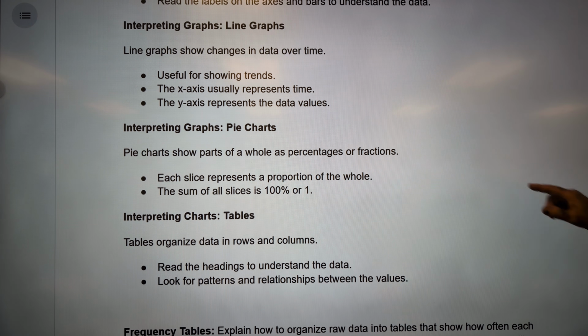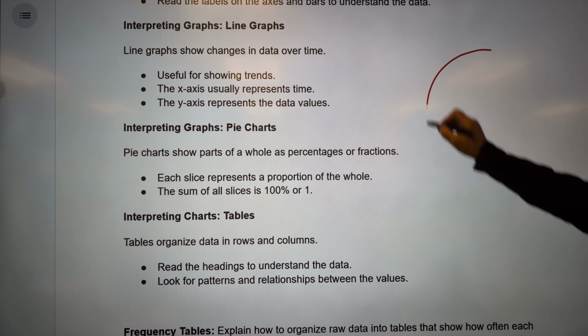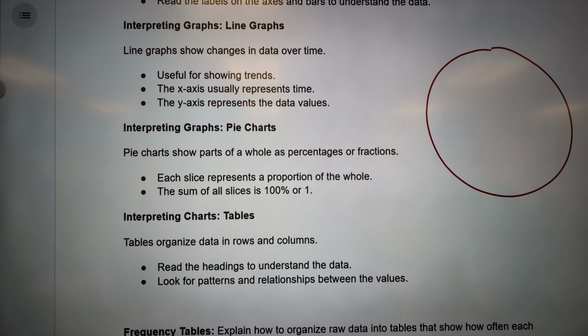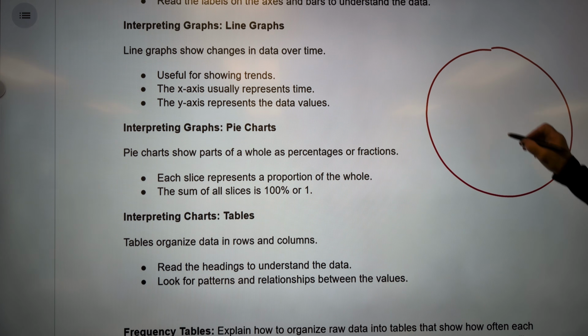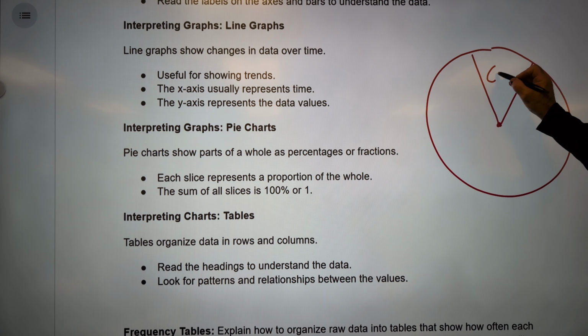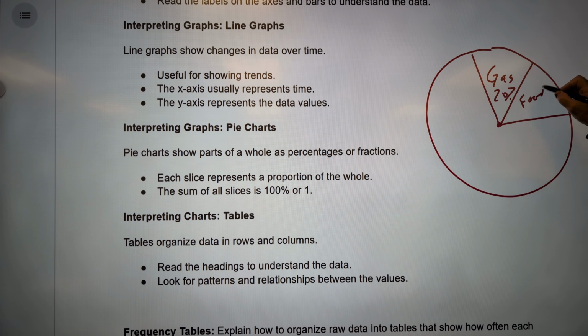The next one is pie graphs, or a pie chart. A pie graph looks like this, and let's say this is your budget. 100% would be the full circle, and then I spend this much on gas, and that could be like 20%. And then this much on food, and that's maybe another 20%.